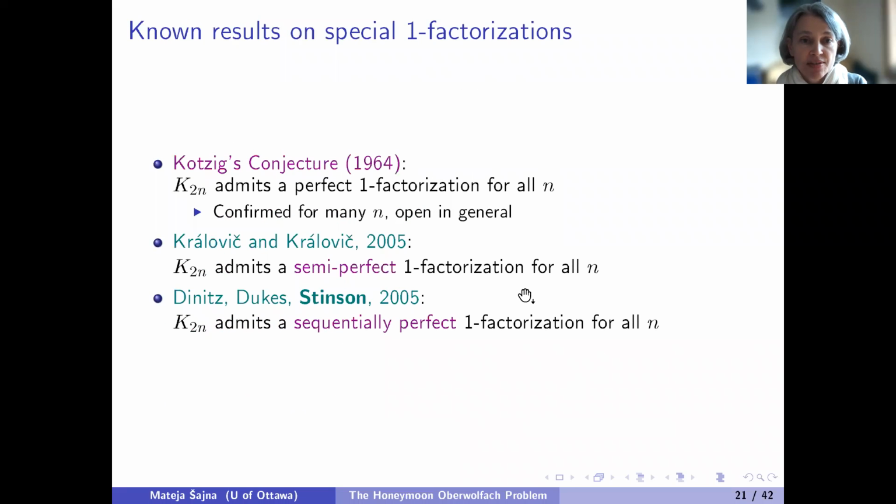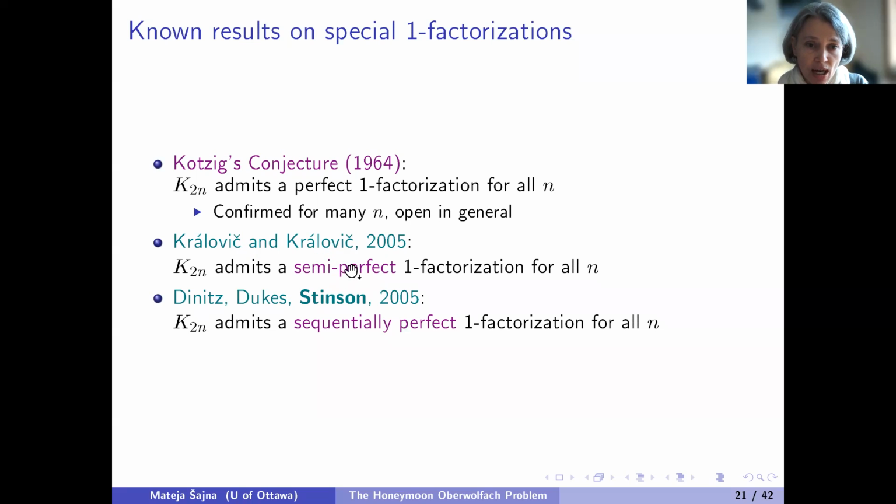What's known about these? So you may have heard of Kotzig's conjecture, posed in 1964 by Kotzig, which says that every complete graph of even order admits a perfect 1 factorization. This conjecture has been confirmed for many orders, but it's in general still open. And I believe we'll hear more about this later this afternoon.